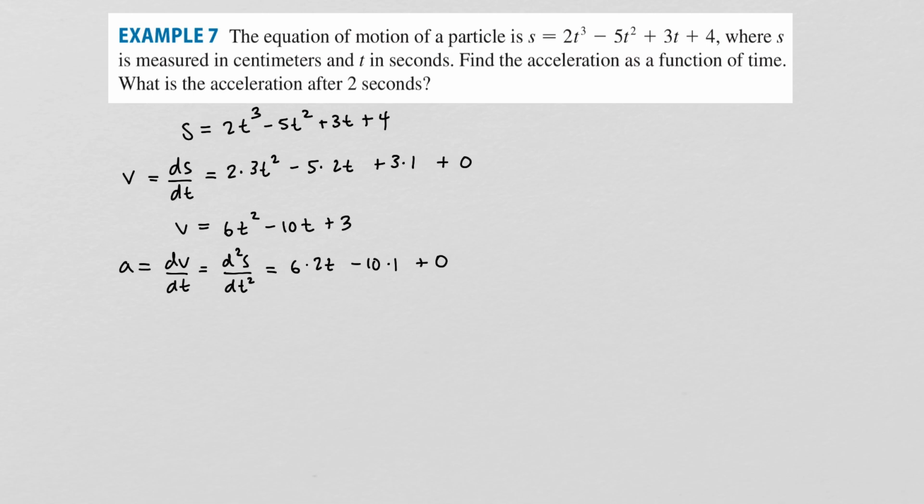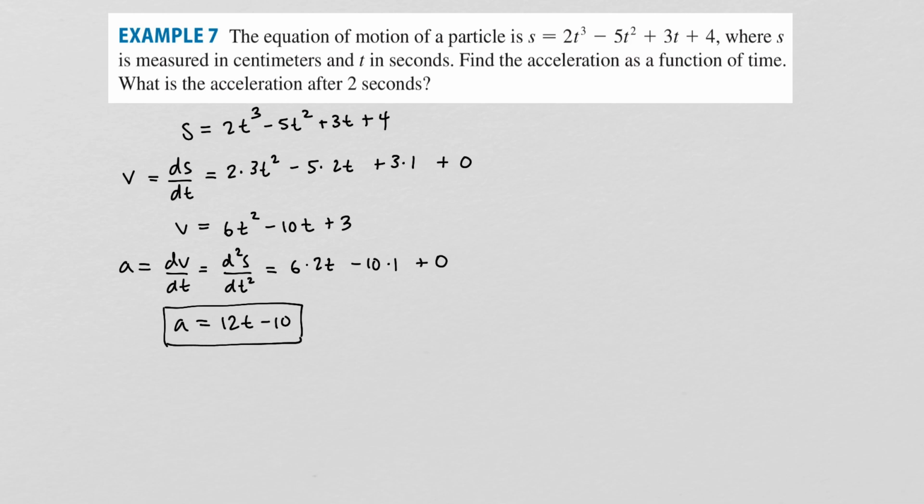So again, all I'm doing here is just using the power rule, right? So the derivative of t squared is 2t to the 1, and then we have to remember to multiply that by 6. And likewise here, the derivative of t is just 1, so we have negative 10 times 1, and the derivative of a constant is 0. And so our acceleration function is 12t take away 10. So that's one part of our answer.